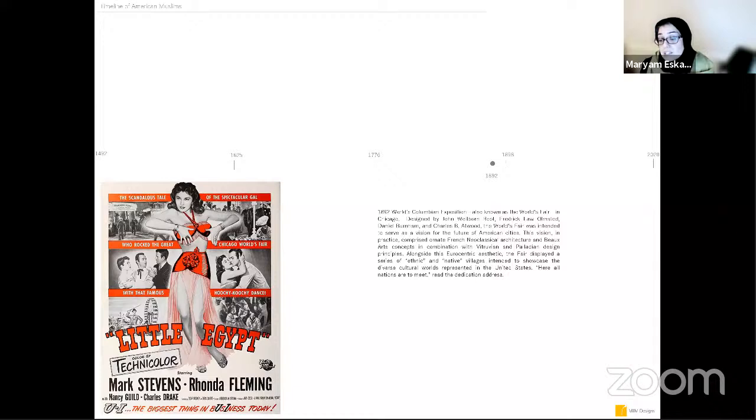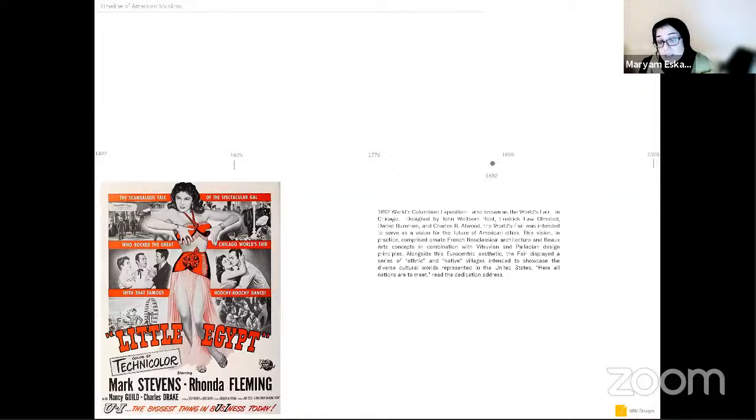Although this was not a good image for Muslims in Egypt, it very much was a big sensation in the United States. Hollywood started including Muslims in their stories. And so people got to know what it's like to be Muslim or Egyptian.